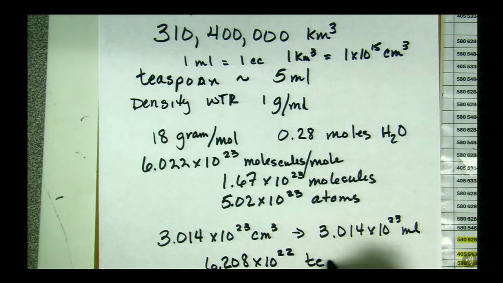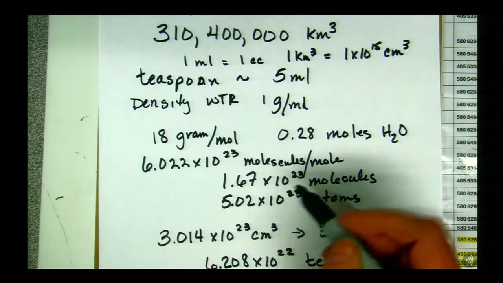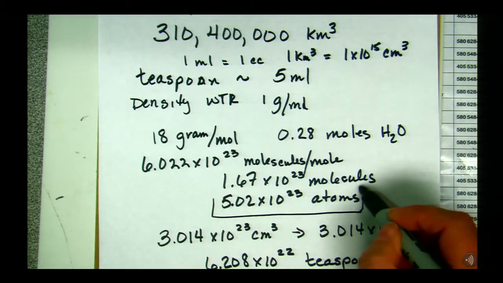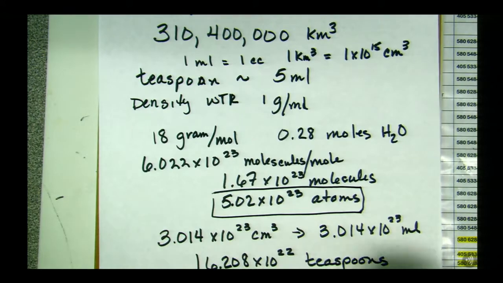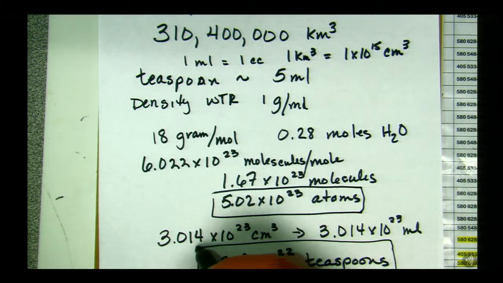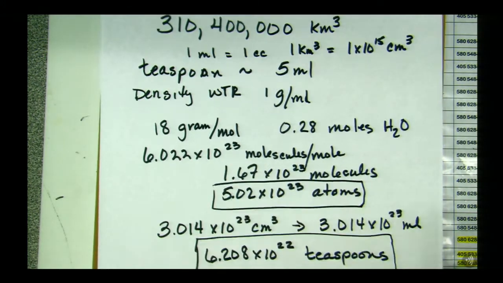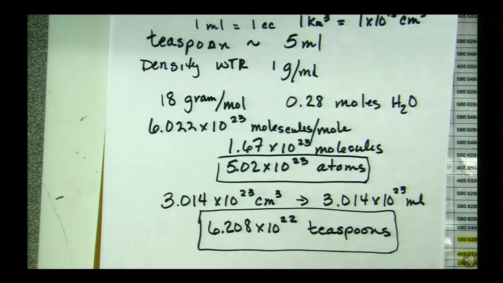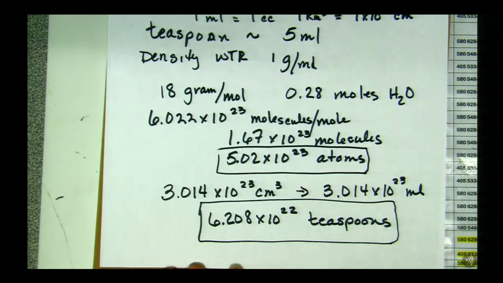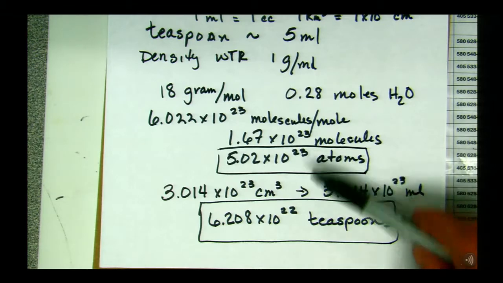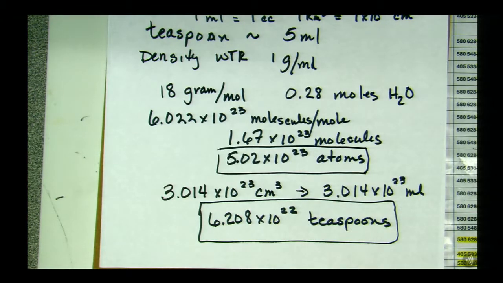So this was my atoms. This is my teaspoons. I'm off by an order of magnitude. This is 10 to the 23rd. That's only 10 to the 22nd. There's a lot more atoms in a teaspoon of water.